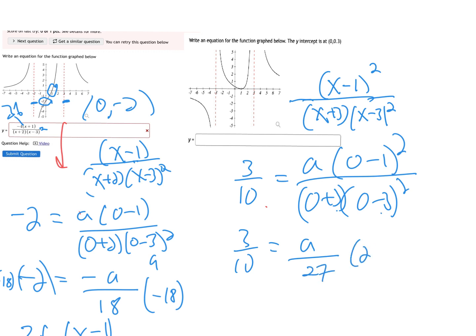So I'm going to multiply both sides of this equation by 27. So I think that gives me 81 over 10. And could I clean that up? I don't know. I'm just going to write 81 over 10. So that should be what OpenMath is looking for on that one.